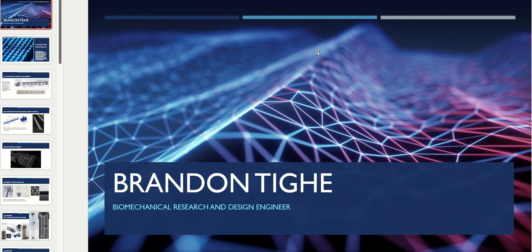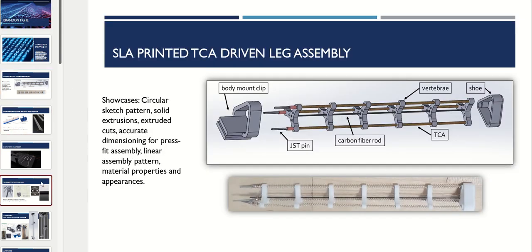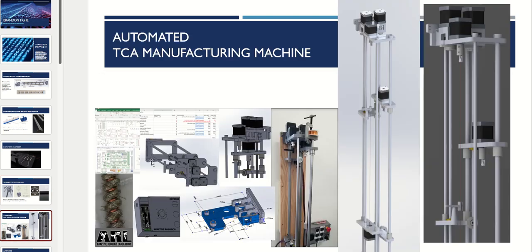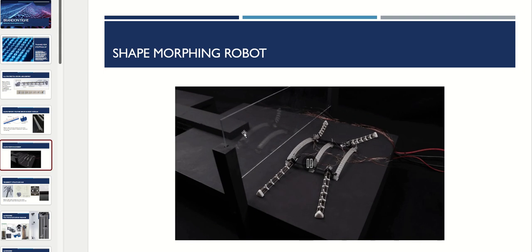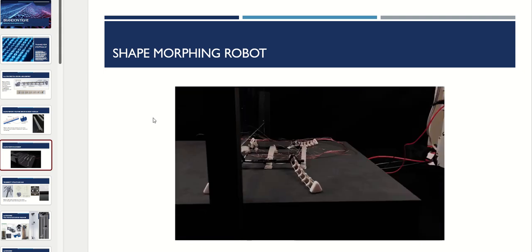I put together this presentation to highlight some of the things I had been working on recently. There's some pretty neat stuff in here, but specifically the reason I brought you here was to talk about this machine. This is an automated TCA manufacturing machine, and a TCA is a twisted and coiled actuator, which is an artificial muscle made from conductive nylon thread. You can see a picture of one in the bottom left here, and they're used for soft robotic apparatus like this quadrupedal shape morphing robot that I designed.